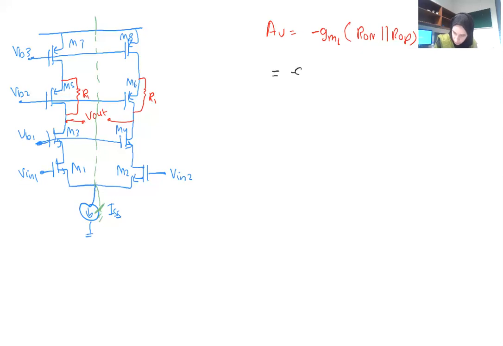So it will be minus GM1 times RON, which is the same as GM3 Rout3 Rout1. And all of this in parallel with ROP, which is GM5. Rout5 now will become in parallel with R1, multiplied with the Rout7.